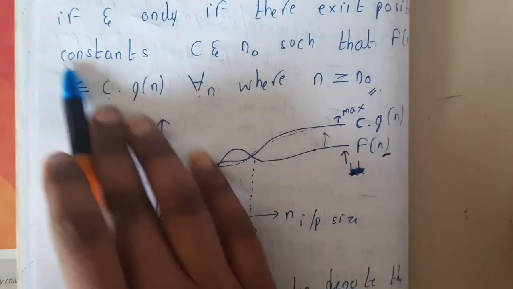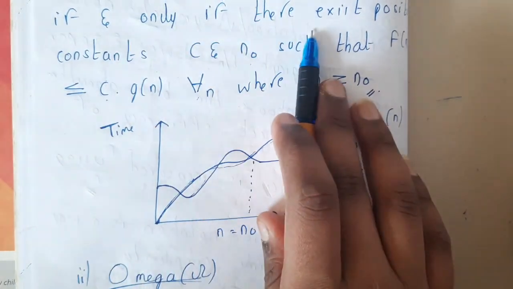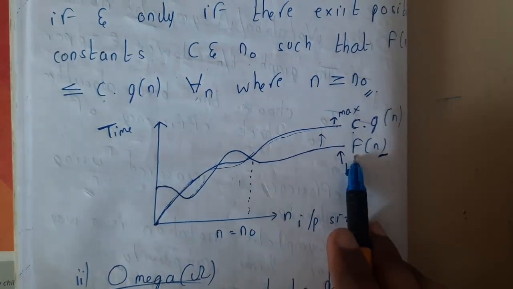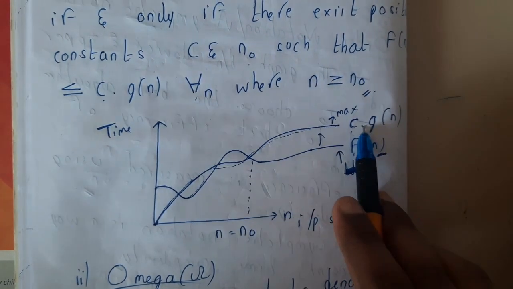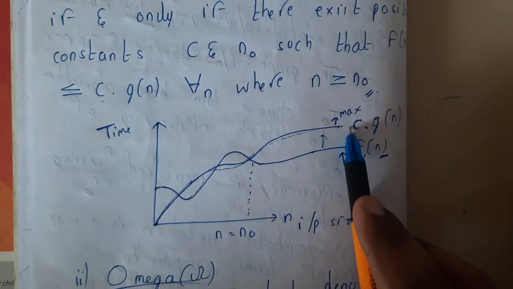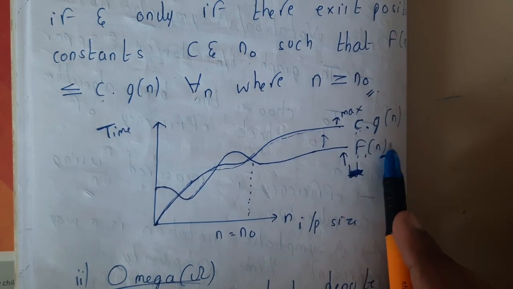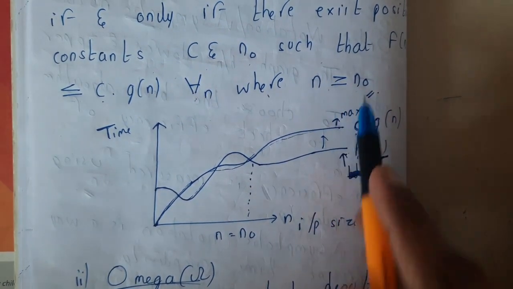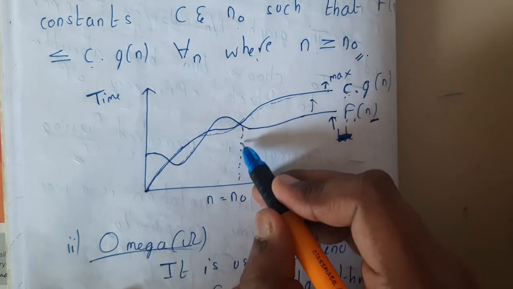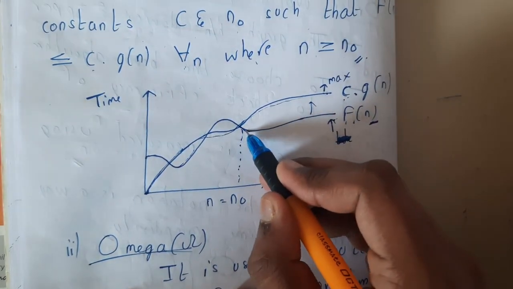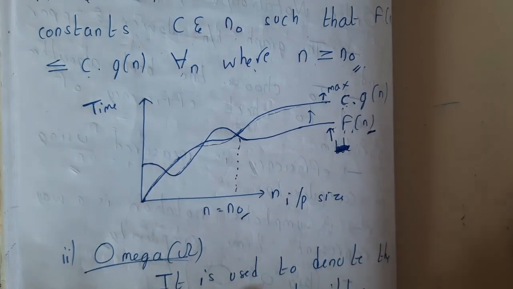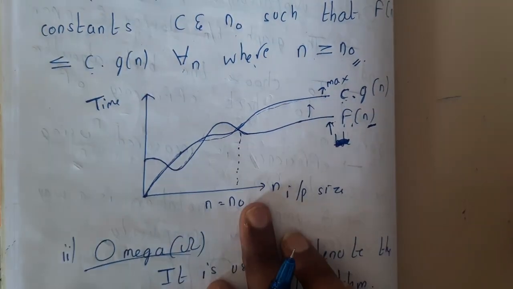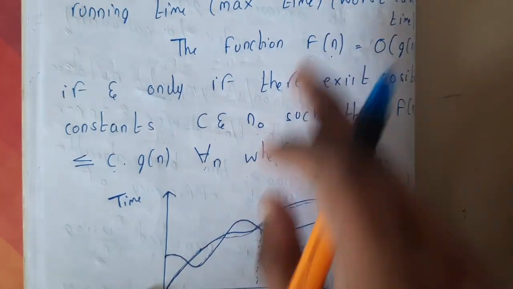Okay, so f of n is big O of g of n if and only if there exist a constant c and n naught such that f of n is less than c into g of n. That is indirectly saying that c into g of n is greater than f of n, so it is above, right? For all n greater than or equal to n naught. So from the point where it is greater, from here, you will be assuming it as n equal to n naught. So that is what the graph represents. Basically, from the graph only you can write the above definition.